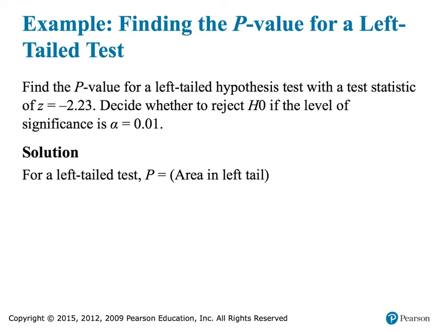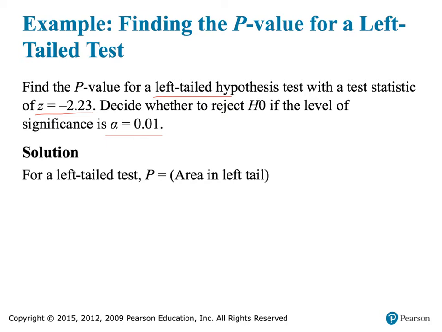So say we want to find a p-value for a left-tailed hypothesis test. We get a z-score of -2.23, and we're using an alpha level or level of significance equal to 0.01. So grab your table, and what we need to do is look up a z-score of -2.23. And of course we're using the table of standard normal probabilities, not the t-table. That's when we don't know sigma. Here we're giving you a z-test statistic.